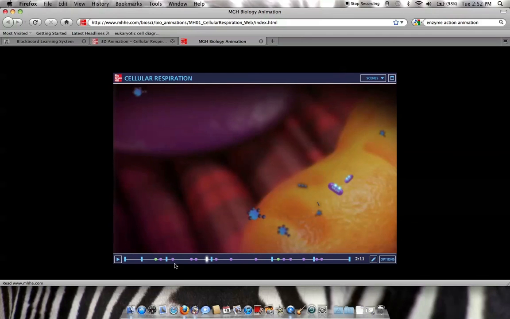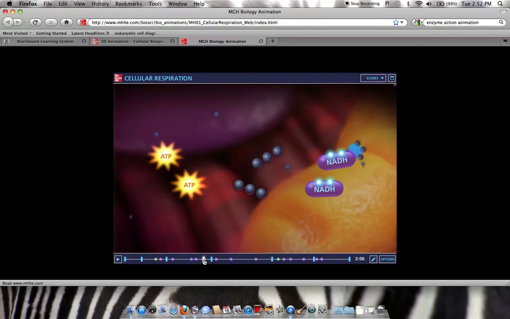Let's go back there. I think it's NADPH. Let's see. No, it's NADH. Okay, NADPH is in photosynthesis. So NADH is produced. These pyruvate molecules are produced, ATP and NADH. These are electron carrier molecules. Okay, so that's glycolysis.